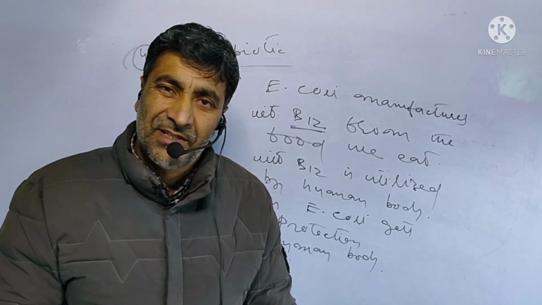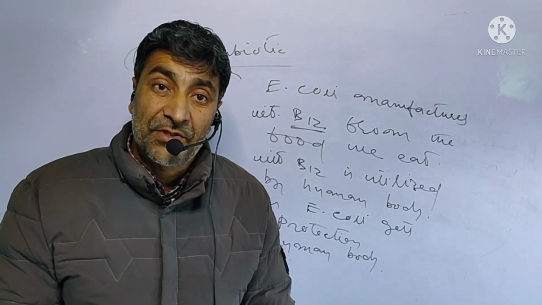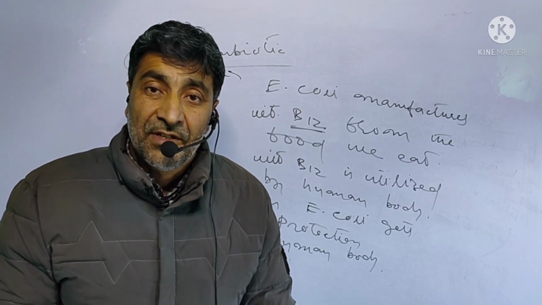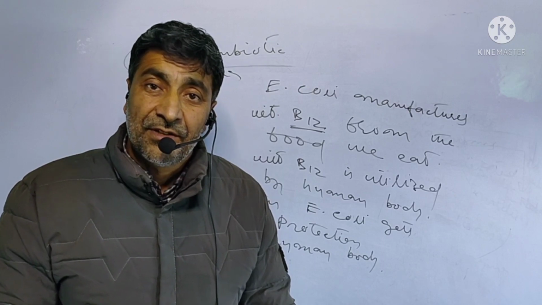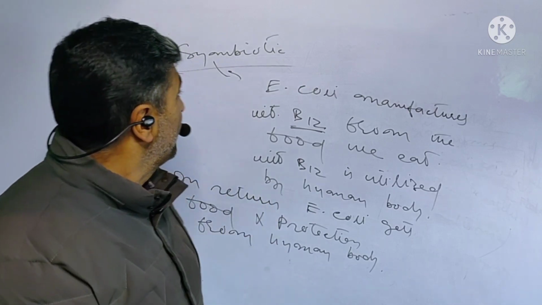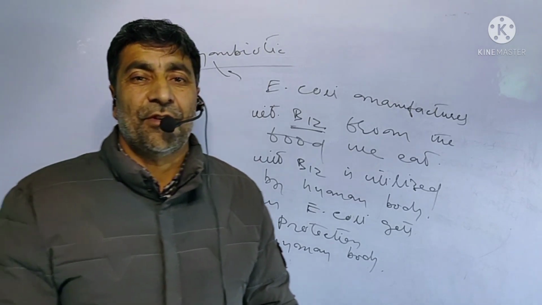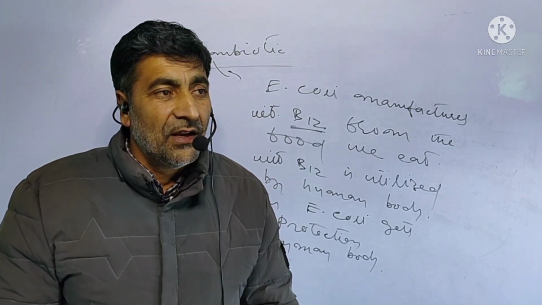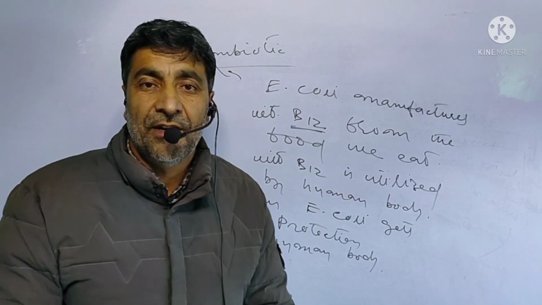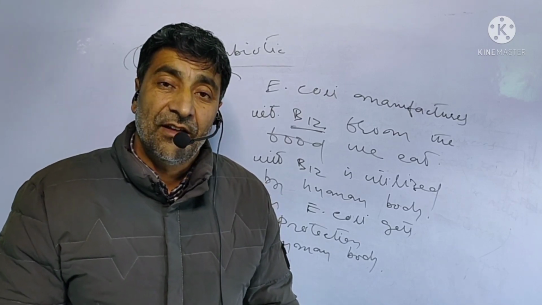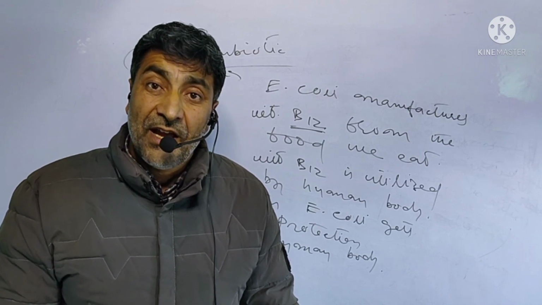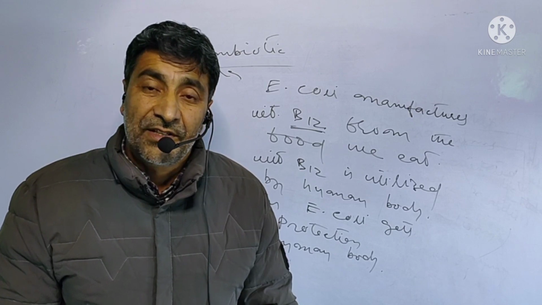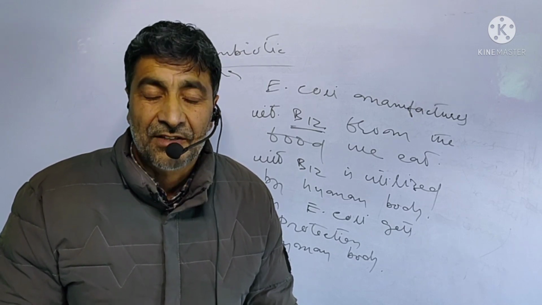So this was my today's lecture. We have discussed four types of heterotrophic nutrition: saprotrophic nutrition, osmotrophic nutrition, symbiotic nutrition, and mixotrophic nutrition. Tomorrow we will discuss other modes of heterotrophic nutrition, that is holozoic nutrition and parasitic nutrition, in the next lesson.